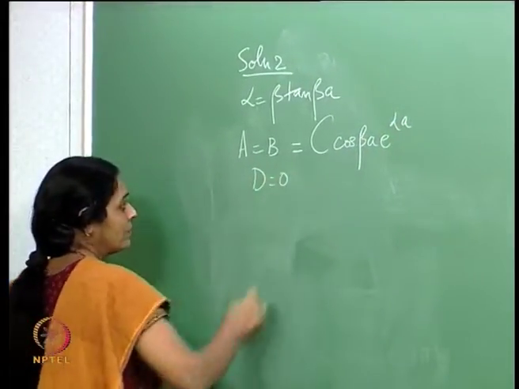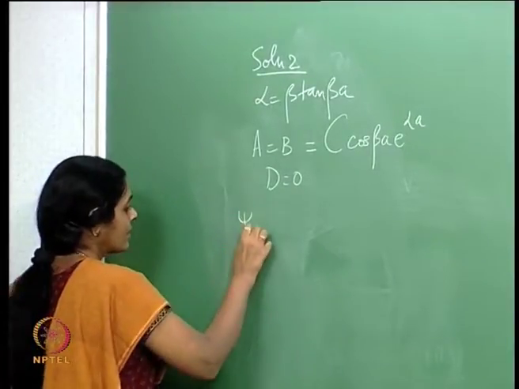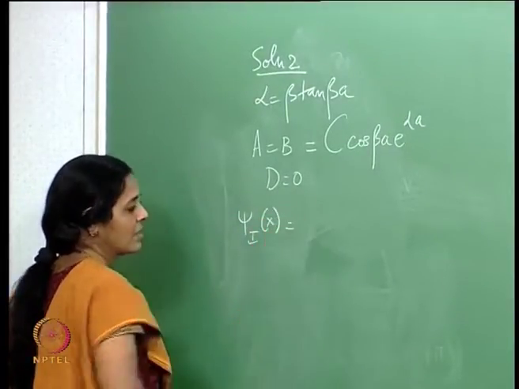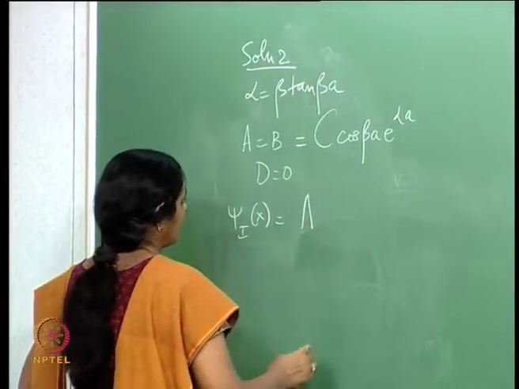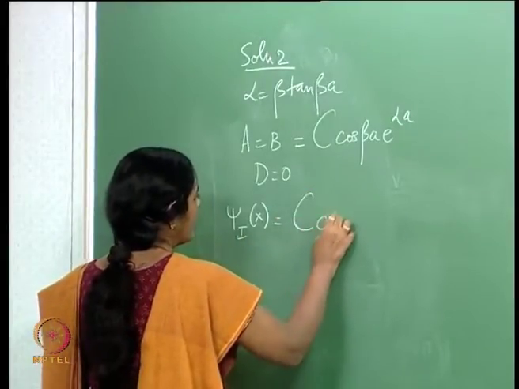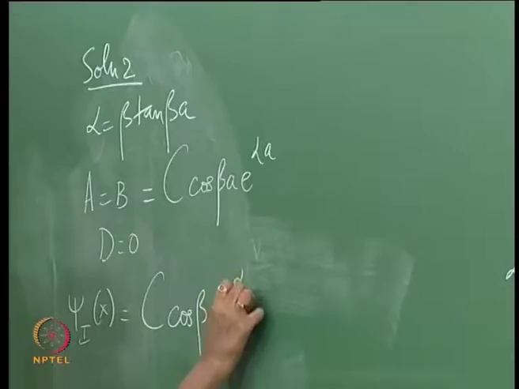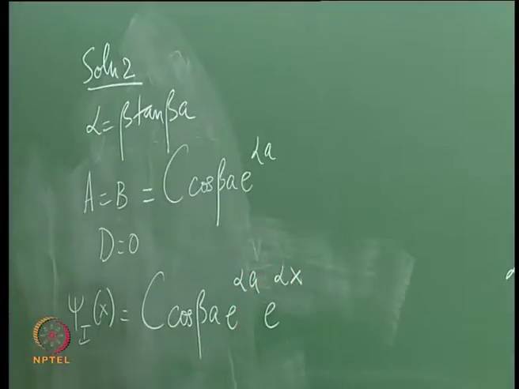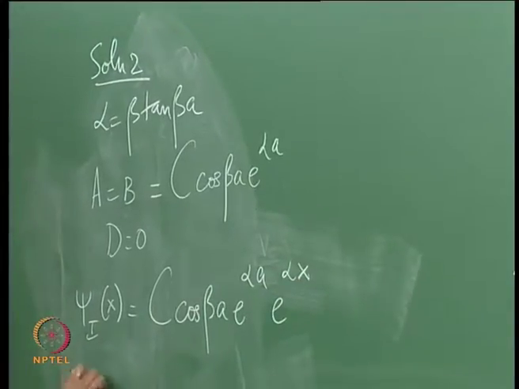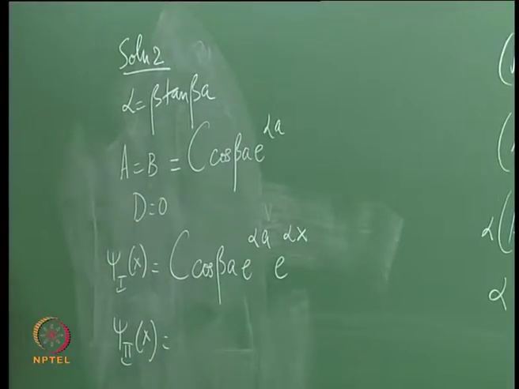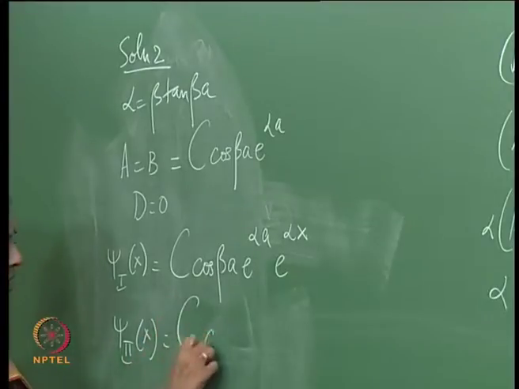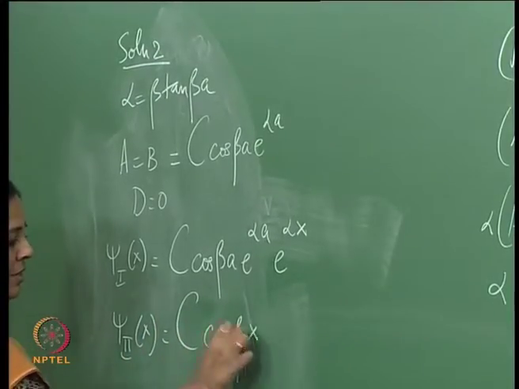D was equal to 0, means that psi 1 of x, which was A e to the alpha x, can be written as C cos beta a e to the alpha x. The boundary condition is satisfied because when x goes to minus infinity, the wave function goes to 0. Psi 2 of x, the term with D as a coefficient dropped out. So, you just have C cos beta x.